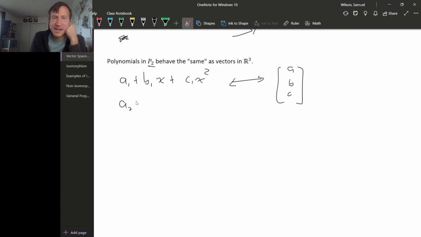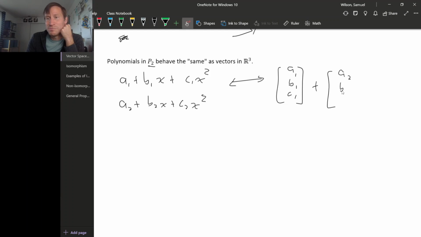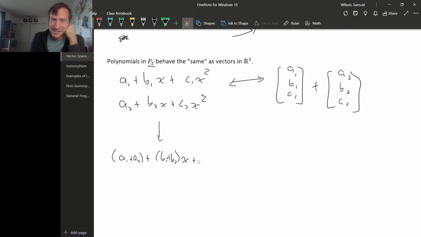Take another polynomial, a2 plus b2x plus c2x squared. Take another vector, so let me put some subscripts on here. Take another vector in R3, (a2, b2, c2). Add them. So in P2, the sum is (a1 plus a2) plus (b1 plus b2)x plus (c1 plus c2)x squared. In R3, the sum is (a1 plus a2, b1 plus b2, c1 plus c2).